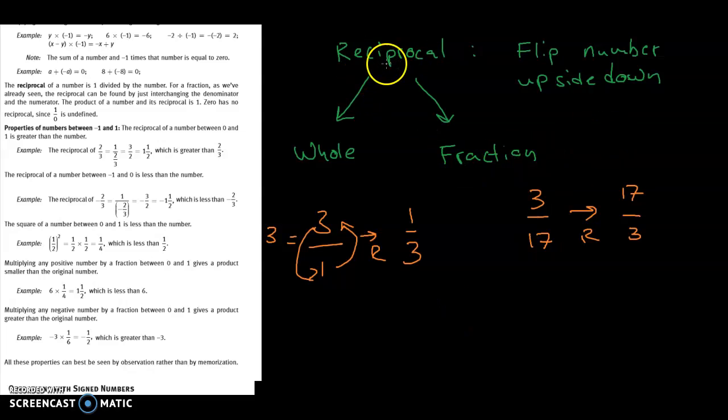The key idea with reciprocals is that if you multiply a number by its upside down version of itself, you always end up with 1. You can kind of see that, right? If I did 3 over 17 times 17 over 3, the 17s cancel out, the 3s cancel out, we just end up with 1. That's it.